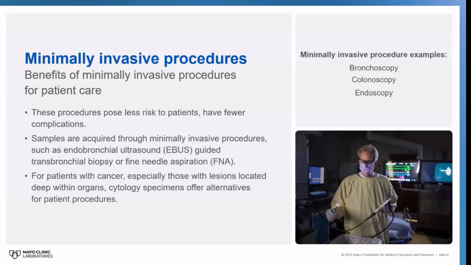However, at the same time, when they do the bronchoscope or colonoscope or endoscope to look at the lesion, they can also do sampling during those minimally invasive procedures, such as endobronchial ultrasound-guided transbronchial biopsy or fine needle aspirations. For patients with cancer, many times those lesions are really deep in the organ, and those minimally invasive procedures are the only way they can get to the lesion. And not always can they do a biopsy. Many times they can only do a cytology specimen, using FNA and smears, and those offer an alternative for patient procedures. Next slide.